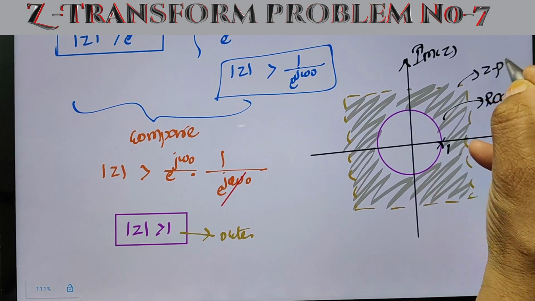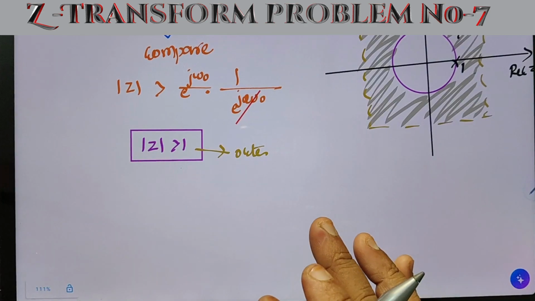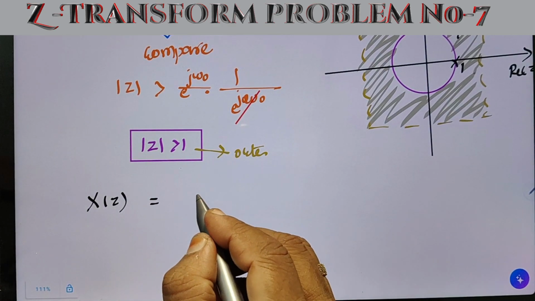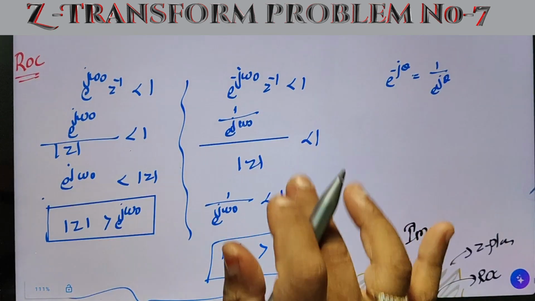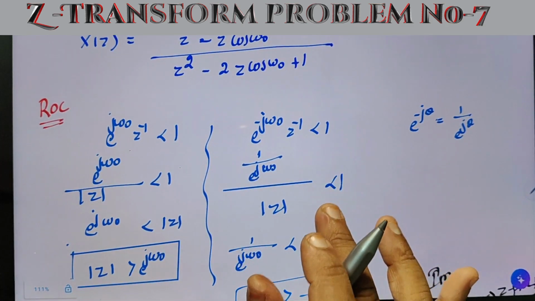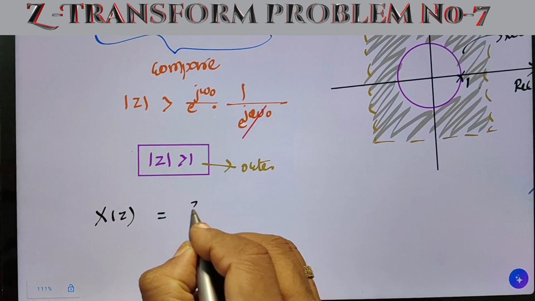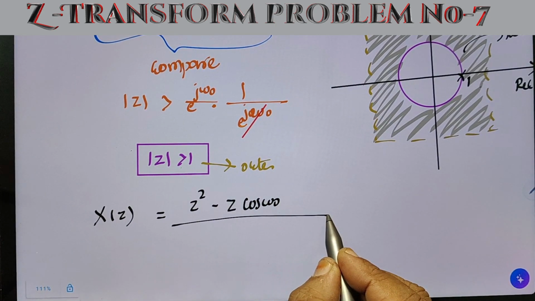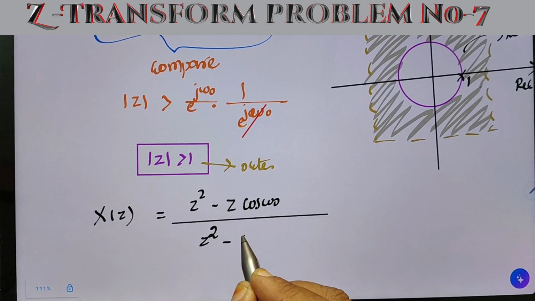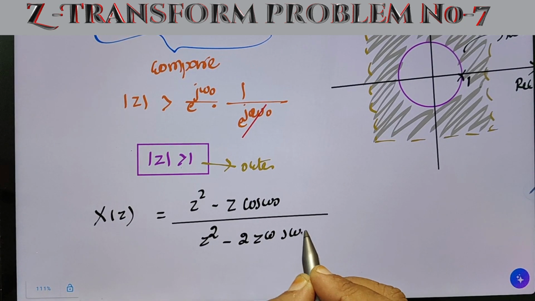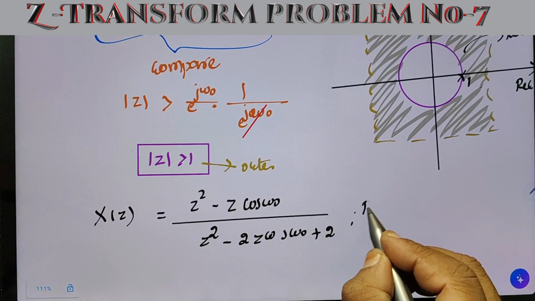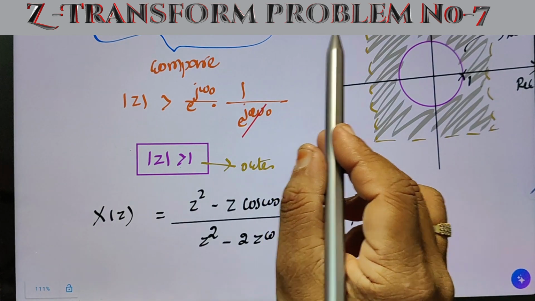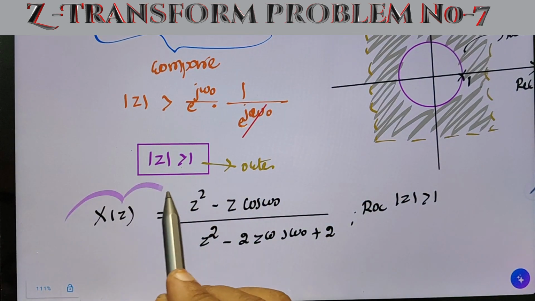This is the ROC, this is the z plane. Then write the final answer: X of z equals z square minus z cos omega naught, the whole divided by z square minus 2z cos omega naught plus 1, and ROC modulus of z greater than 1. That's all about this problem. These are the final steps.